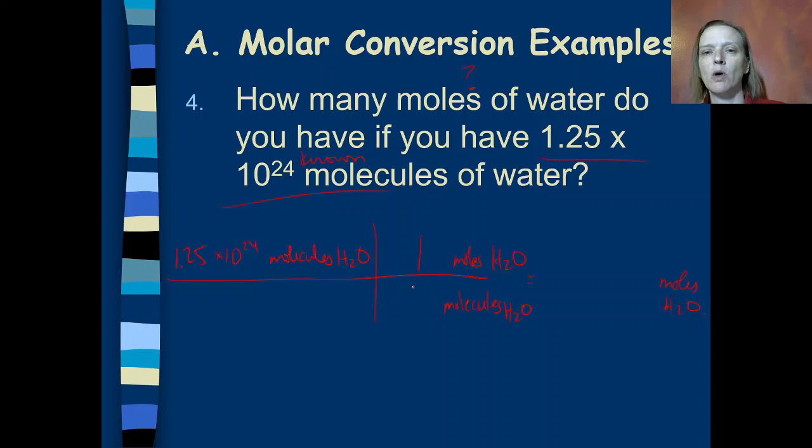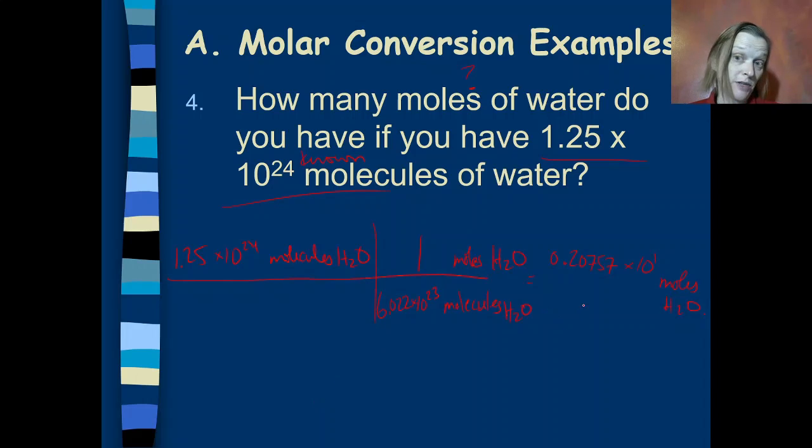This 1 mole is the same as 6.022 times 10 to the 23rd molecules. Again, thinking about how we handle scientific notation, I'm going to divide the coefficients and subtract the exponents. When I do 1.25 divided by 6.022, that gives me 0.20757. That's too many sig figs, but we'll round that off later. Times 10 to the 24 minus 23 is 1.